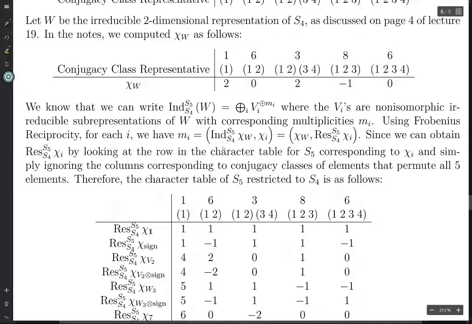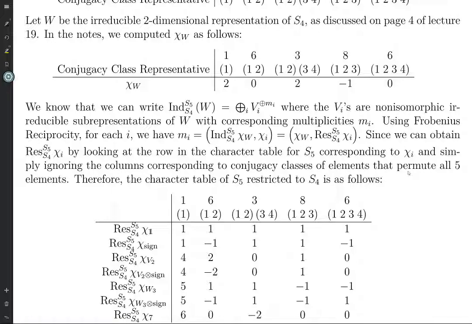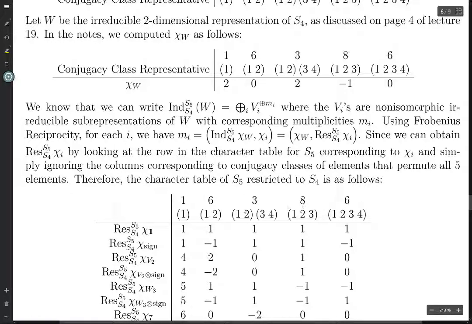But by Frobenius reciprocity, this induced on this side becomes the restriction on this side. And how do we find the restrictions here? We just look at the character table for S5 and then just remove the columns that correspond to conjugacy classes which cannot appear in S4. So if you look at elements of, for example, the form (1 2)(3 4), basically products of two cycles.